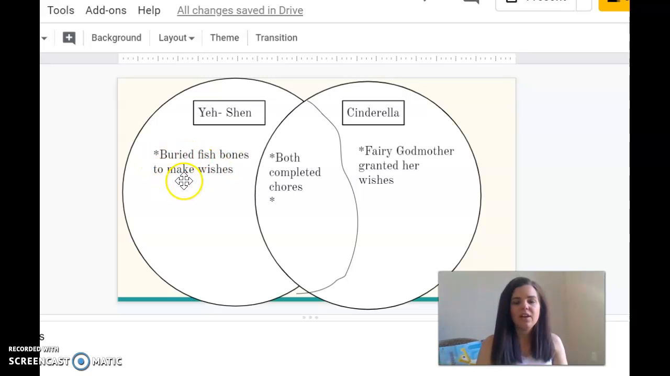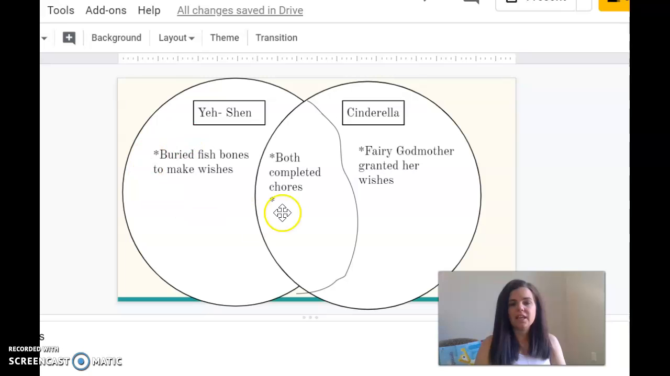Okay, then what's different in the stories: Yeh-Shen buried fish bones to make wishes, and then in Cinderella, the fairy godmother granted her wishes. Okay, there was no fish in Cinderella, so I could even add that on here, no fish. Okay, how they're alike goes in the middle. So both Cinderella and Yeh-Shen had to do chores for their stepmother. So that goes in the middle.